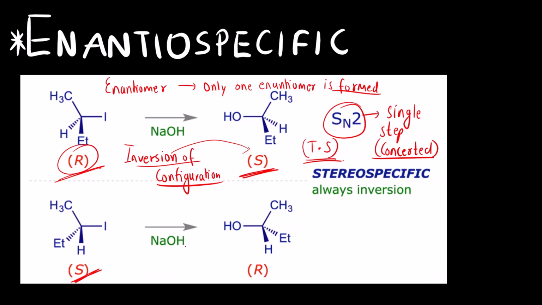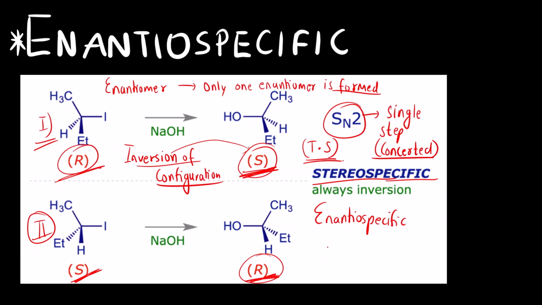If we use an S enantiomer, then the product formed is an R enantiomer. So this is an example of an enantiospecific reaction. Why? Because R and S are enantiomers. In the first reaction only the S isomer is formed, and in the second reaction only the R isomer is formed. So that is why we call it specific. Enantio means enantiomer, specific means only one product is formed.